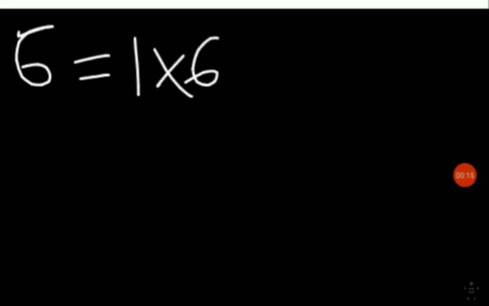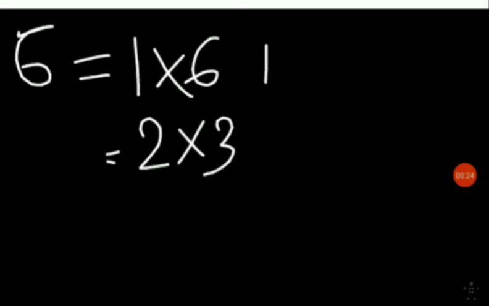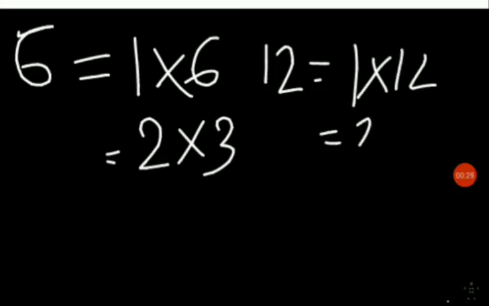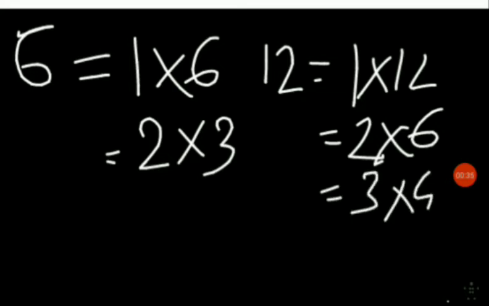So let's first understand the concept of coprime factors. Now let us take one number, suppose 6. Now you know how to find out the factors of 6. Then 2 into 3. Next, let us take one more example, 12. 1 into 12 can be written as 2 into 6. Then 3 into 4. Now see, in case of 6, you have two pairs of factors, 1 into 6 and 2 into 3.